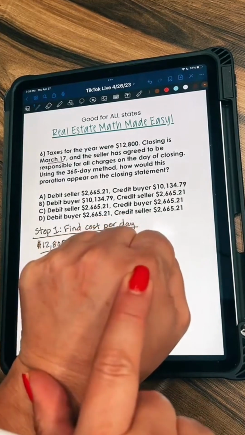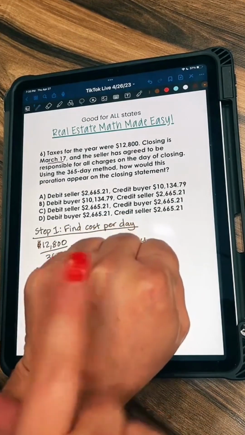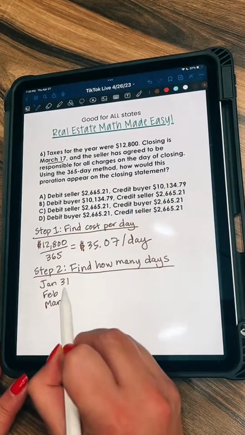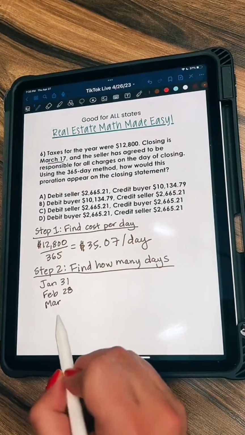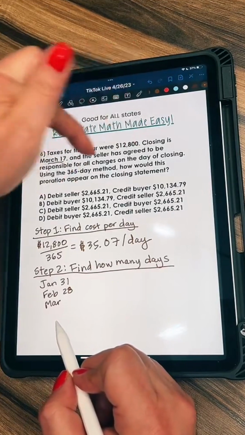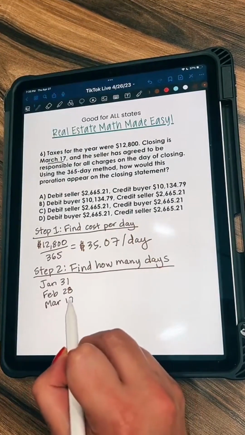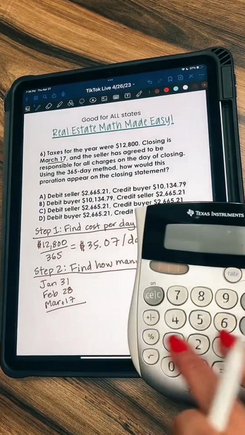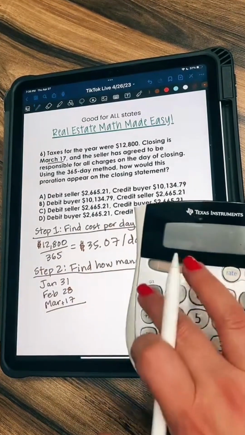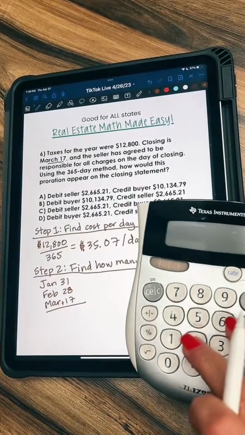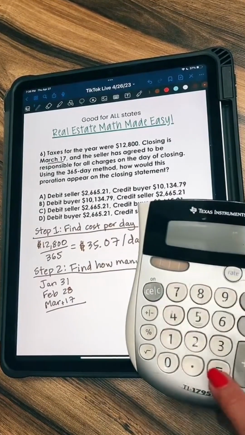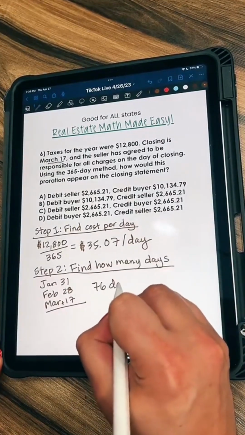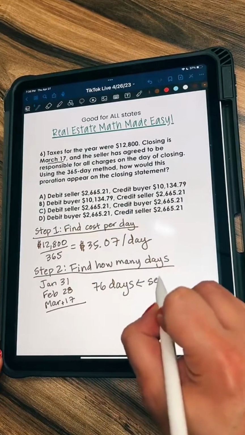Then you start all over. August, September, October, November, December. January has 31 days. February has 28 days. And March has 17 because the seller is taking all the days up to closing. So now we're going to add up all these. 31 plus 28 plus 17 gives us a total of 76 days that the seller owns. Okay?